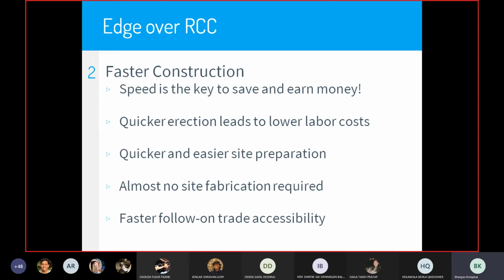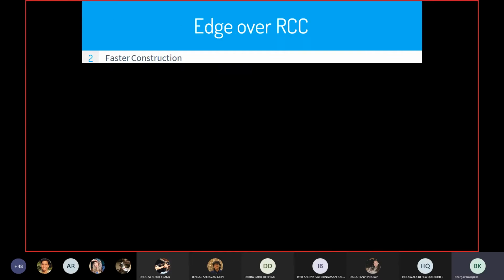For concrete, you might have to wait for some time until concrete has gained its strength, so you can remove the formwork. Concrete has to achieve its 28-day strength. So there's always some lag between when you erect a concrete structure and when you can use it. But that is not the case with steel. It's ready, plug and play. You just plug it and play it. There's no follow-on trade accessibility issue.